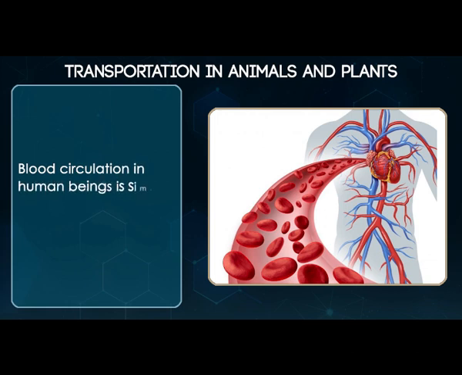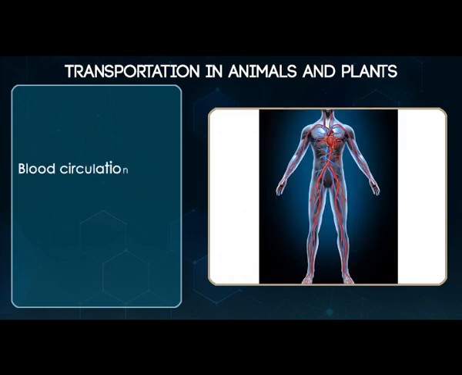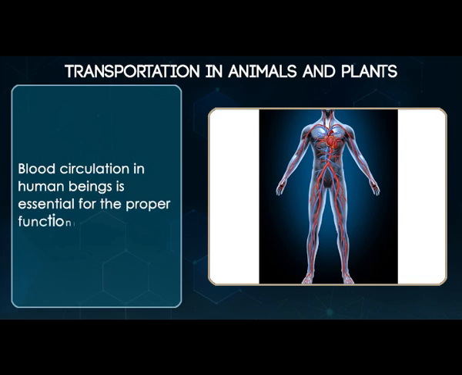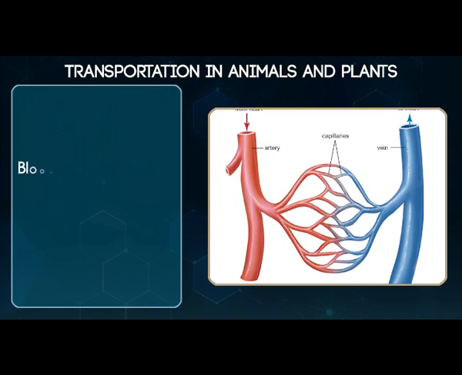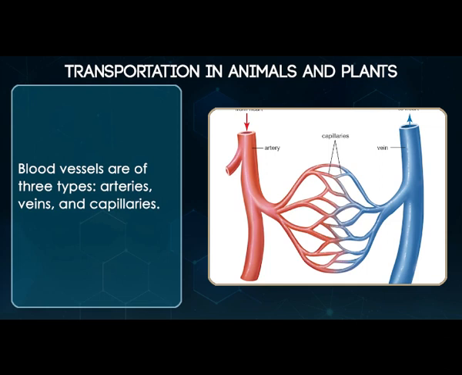Blood circulation in human beings is similar to that in animals. Blood circulation in human beings is essential for the proper functioning of the body. Blood vessels are of three types: arteries, veins, and capillaries.